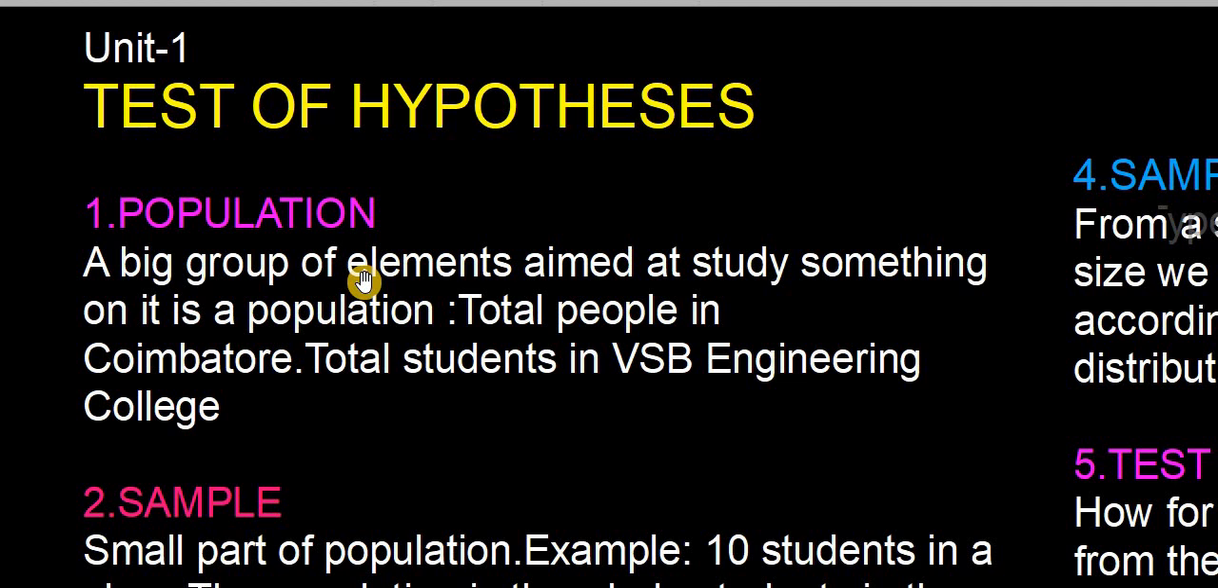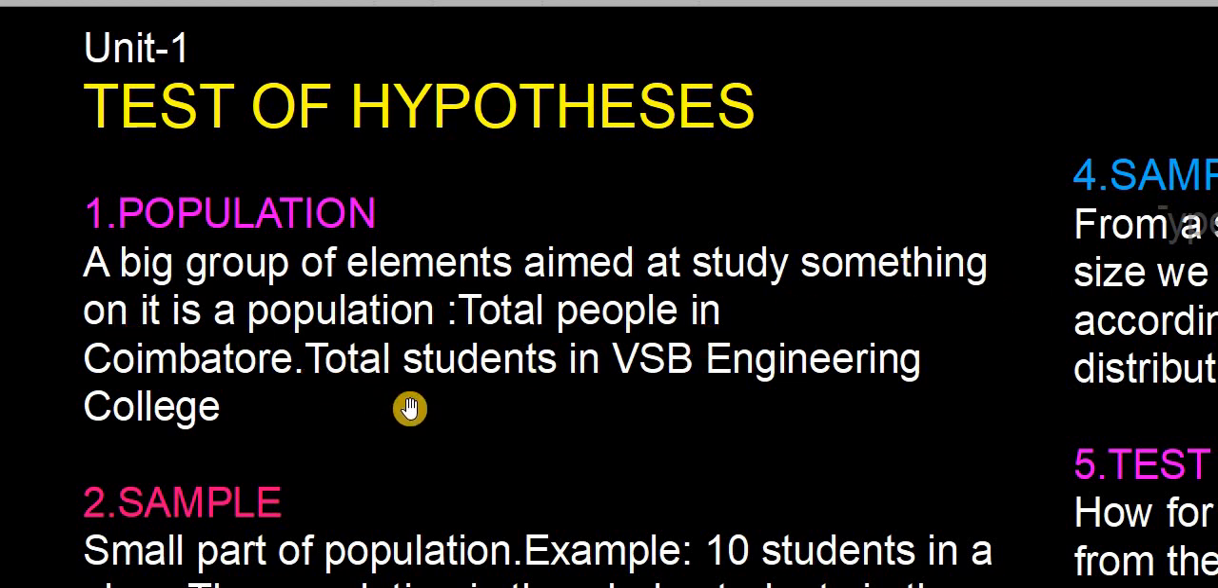பாப்புலேஷன்னா என்ன? Okay, a big group of elements aimed at to study something on it is called a population. Okay, அதாவது ஒரு பெரிய group of elements aimed at study something on it is a population. Take for example total people in Coimbatore. Suppose we want to know the average income of a people in Coimbatore. Then that is called a population.